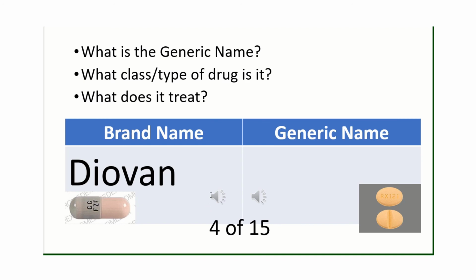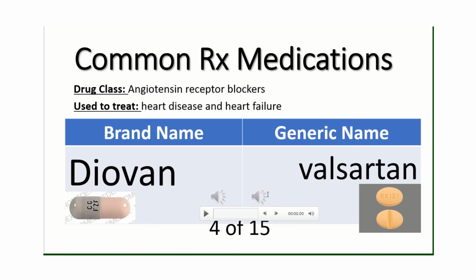What is the generic name for Diovan? What type of drug is Diovan? What does Diovan treat? The generic name for Diovan is valsartan. Diovan and valsartan are angiotensin receptor blockers. Diovan and valsartan are used to treat heart disease and heart failure.